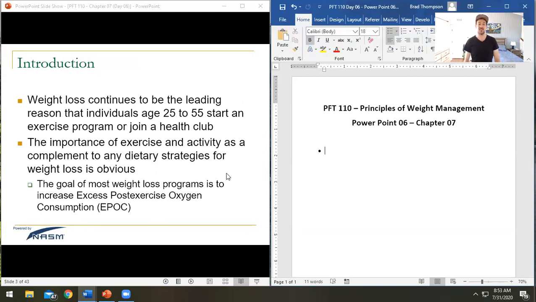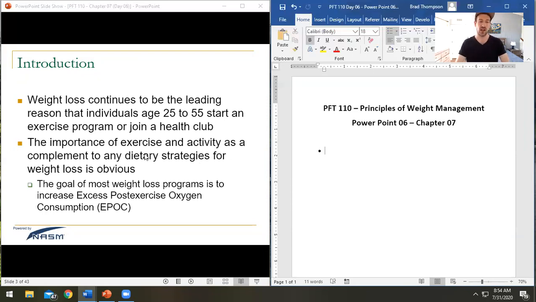So weight loss is definitely the leading reason why most folks come to the gym. We definitely know that it is most of our clients' primary goal, right? Not that there aren't people who are coming to improve athleticism, or people who are coming to gain muscle, or people who are coming to increase their health and lower their blood pressure and things like that. But weight loss tends to be the number one thing that we see in our industry.